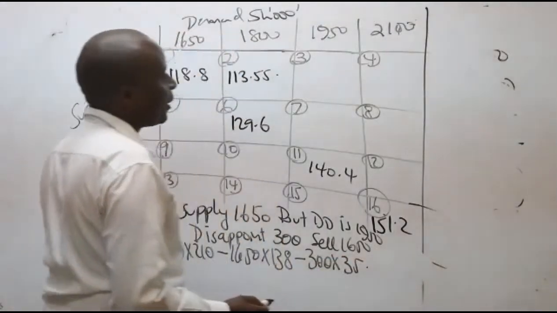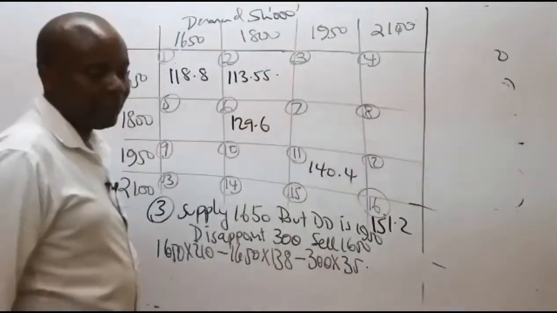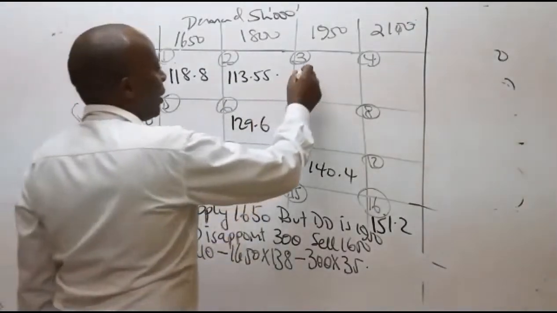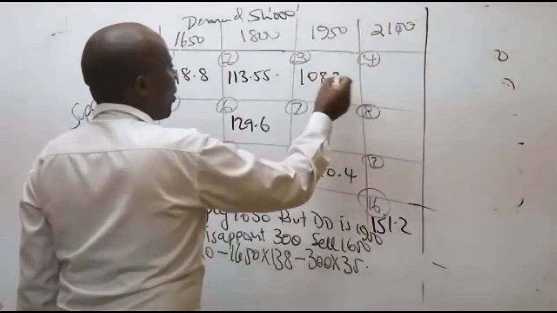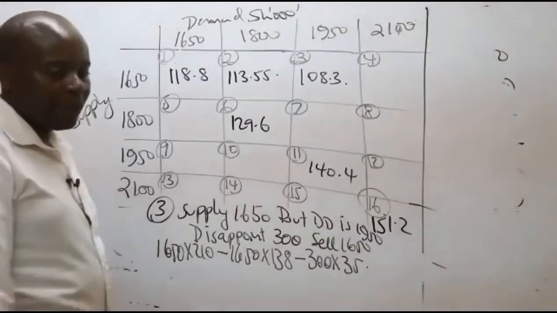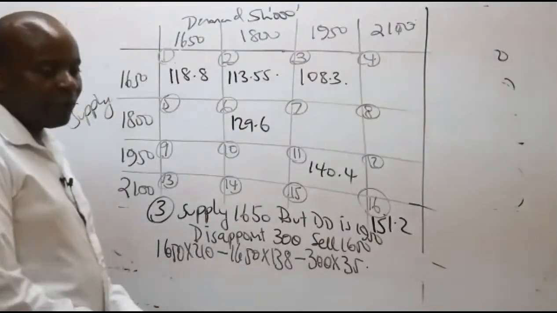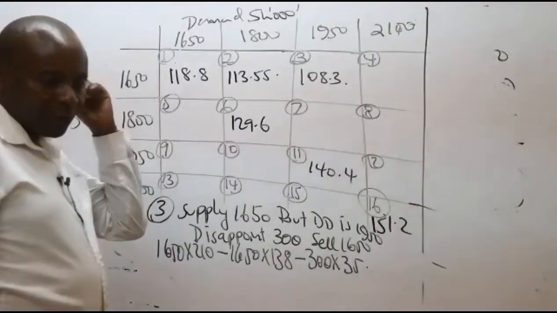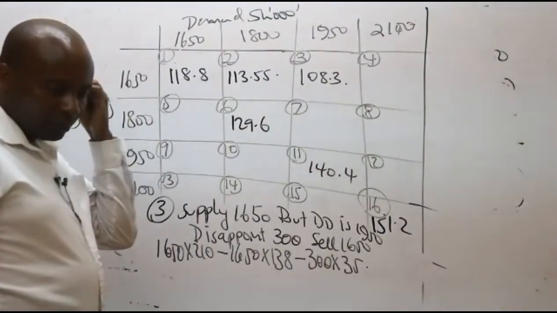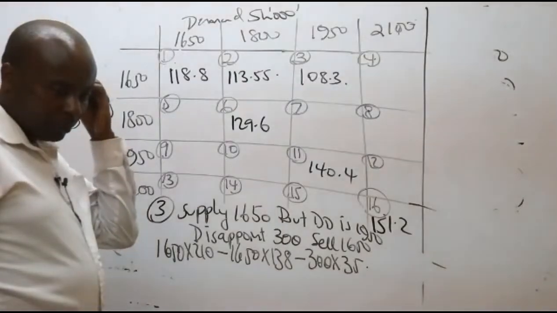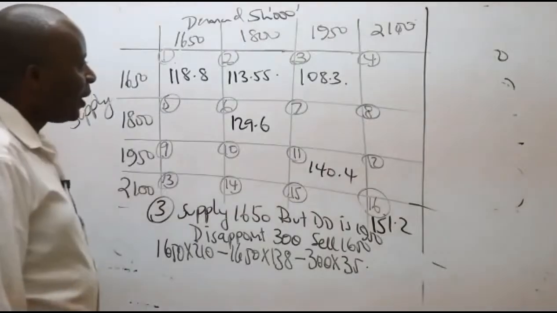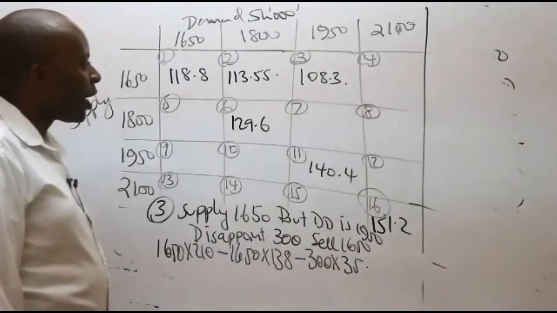So could you kindly give me something to write here? Number 3. So 108.3. So now I expect you to get for cell number 4. Using that same approach, give me for cell number 4. Dennis is giving me 134.